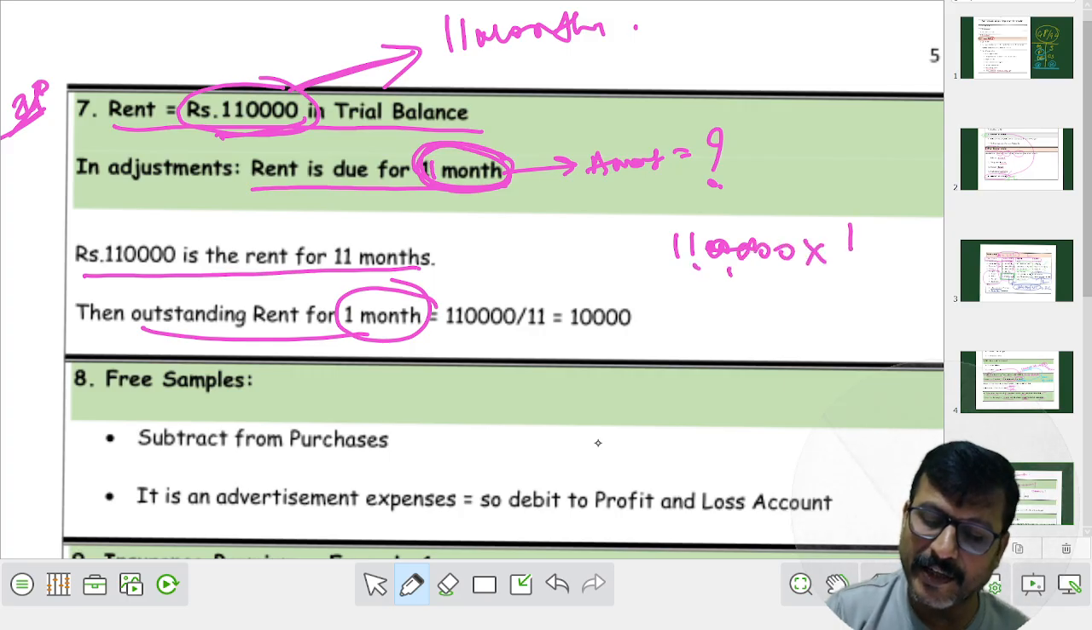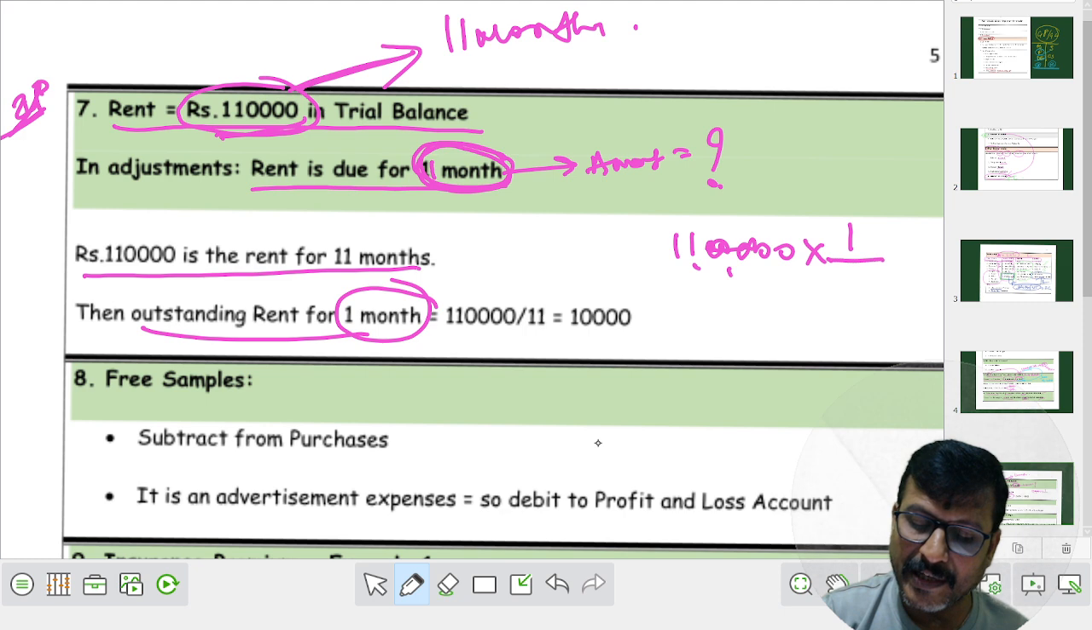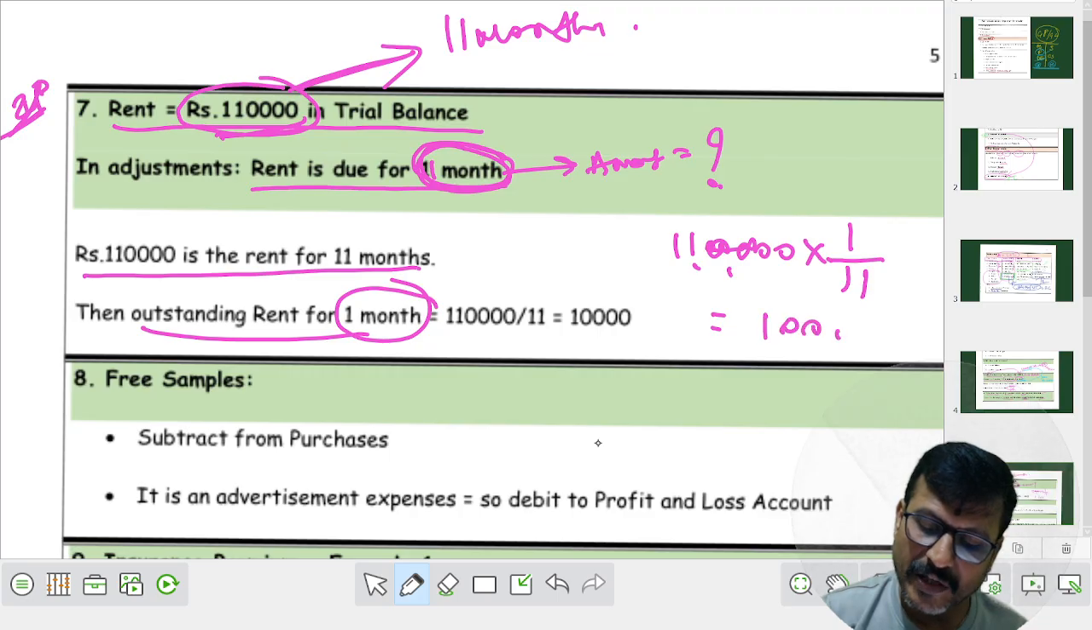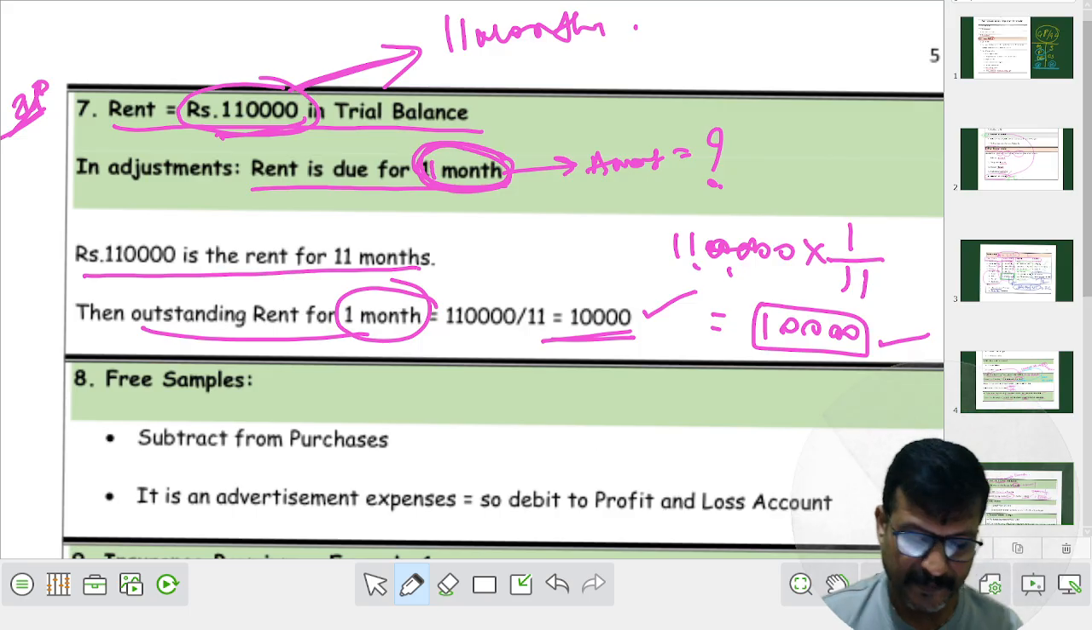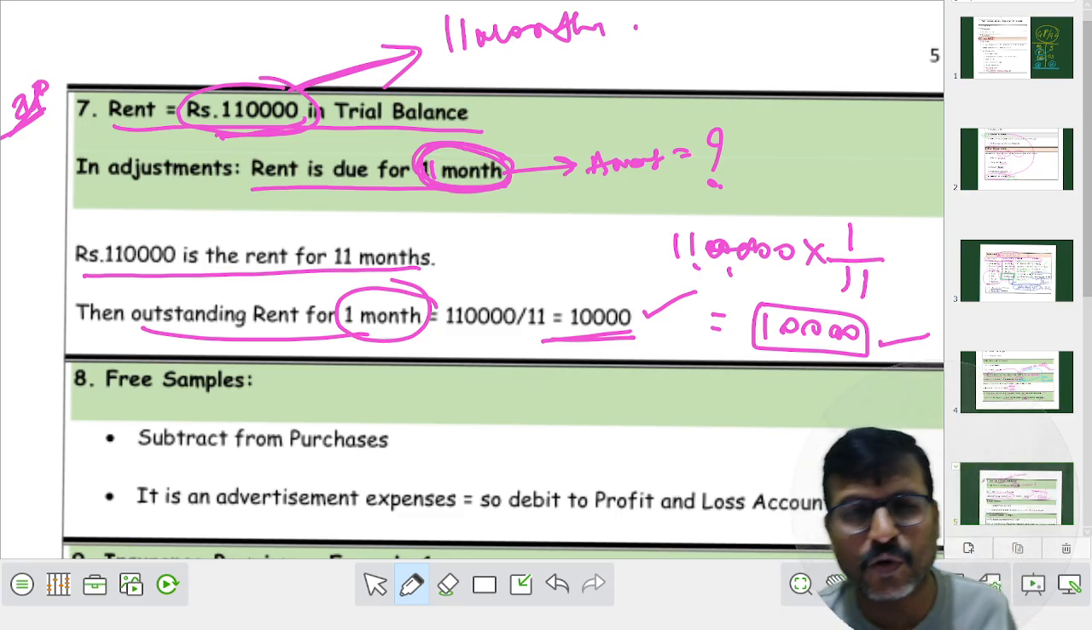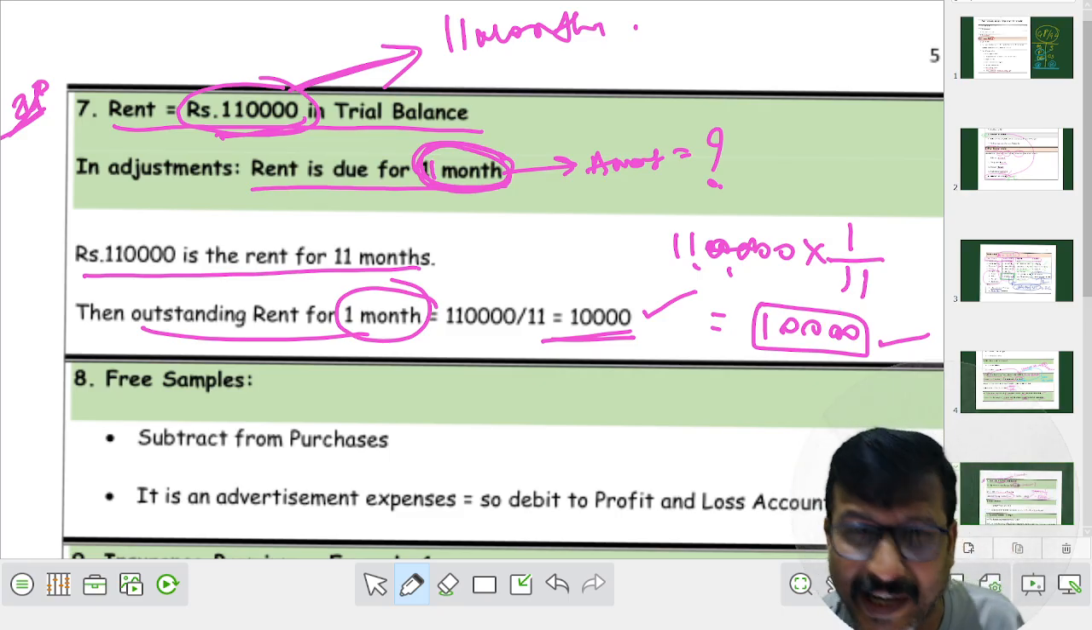We have to calculate for 1 month. This 1,10,000 is the rent of how many months? 11 months. Then the outstanding rent will be 10,000 rupees, my dear student. Did you understand how to work out the outstanding when the amount of rent is not given?